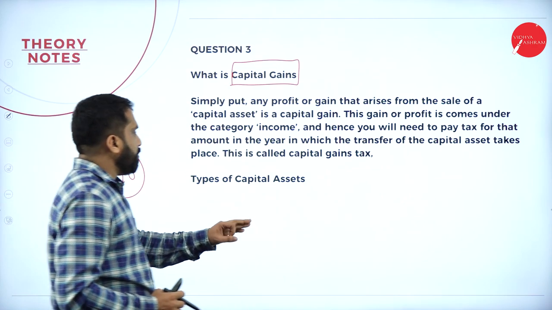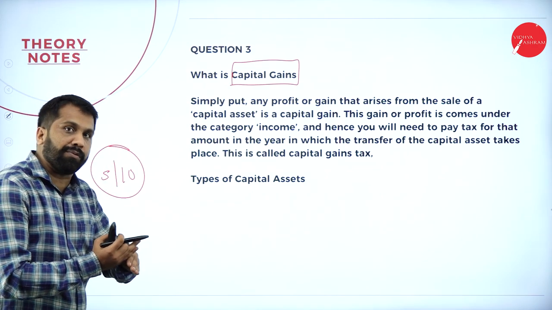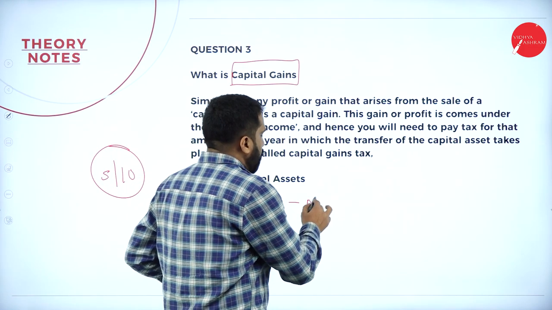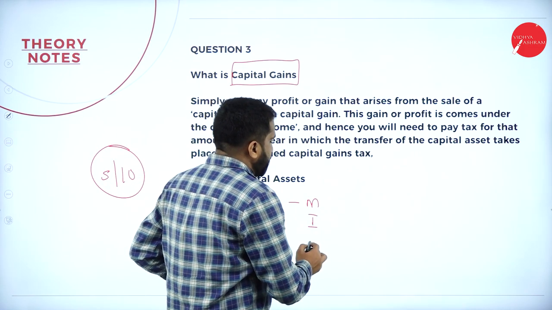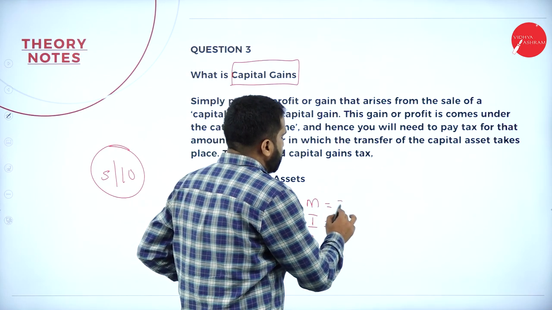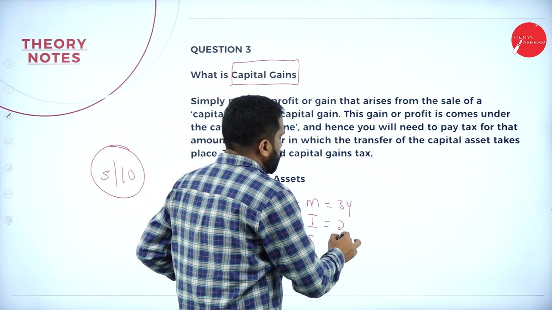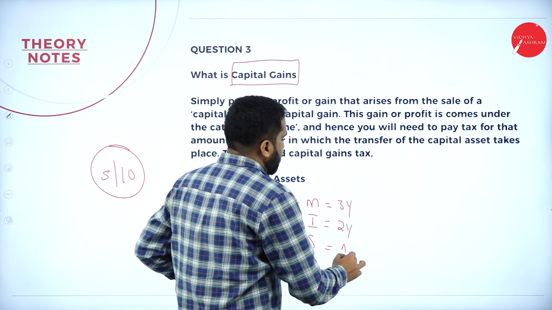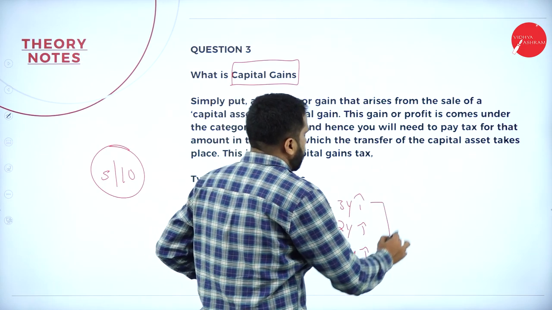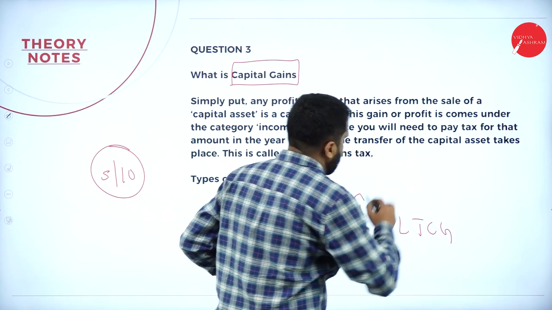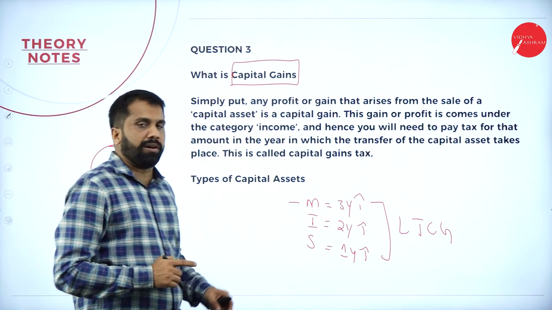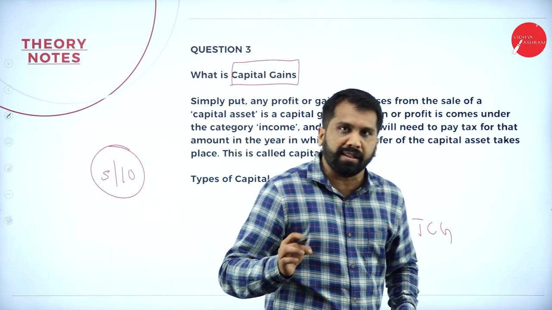What is short-term and what is long-term? There are three cases: movable, immovable, as well as stock or shares. If it is movable, then it will be 3 years. Immovable, 2 years. Stock, 1 year. More than 3 years, more than 2 years, more than 1 year, we call it long-term capital gain. If it is less than 3 years, less than 2 years, less than 1 year, we call it short-term capital gain.